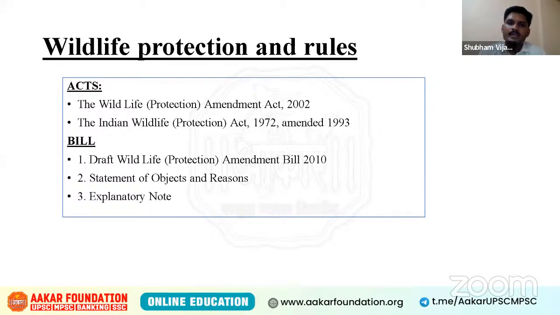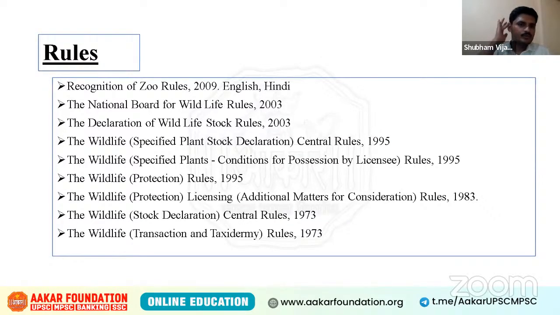Acts: the Wildlife Protection Act amended in 2002, and the next one is the Indian Wildlife Protection Act 1972, amended in 1993. The first one was amended in 2002. Then the next are bills. First is the Draft Wildlife Amendment Bill 2010, then the Statement of Objects and Reasons, and the third is the Explanatory Note. Then a few more rules are there about wild animals rules and acts.